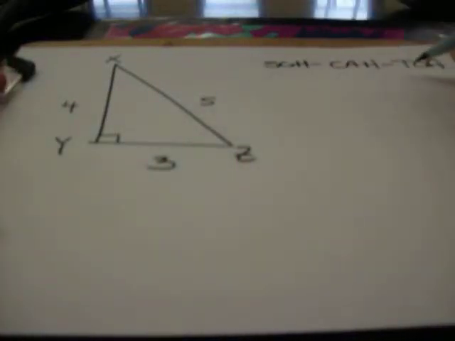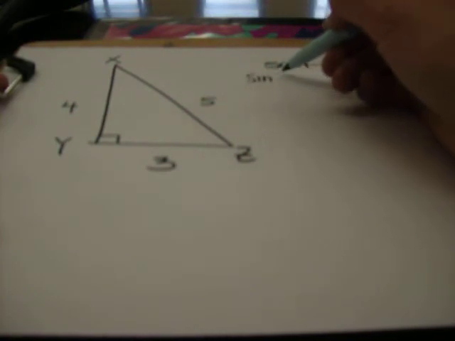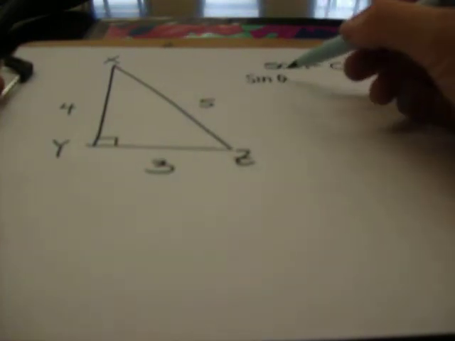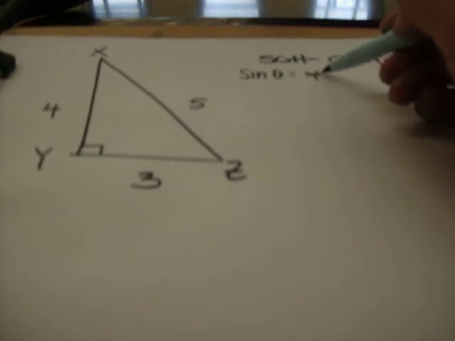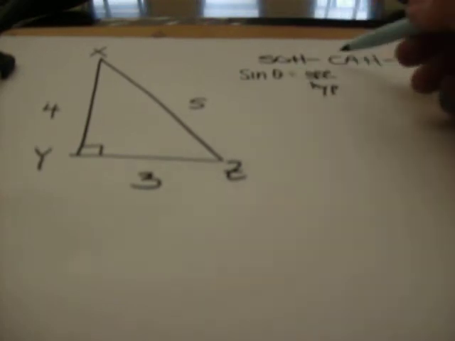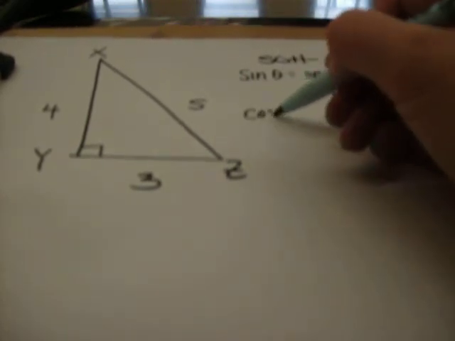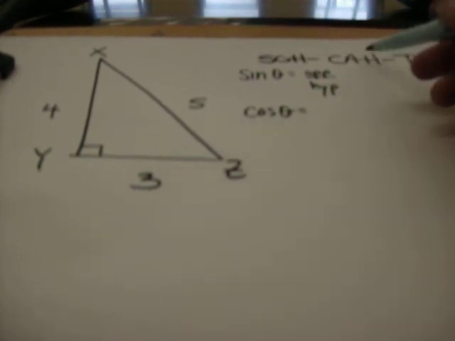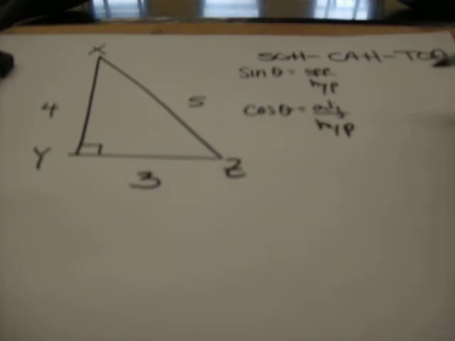Alright, so SOHCAHTOA. Basic trig functions. S stands for sine. I'm going to use this theta, which is an angle. And that is the ratio of opposite over hypotenuse. Next we have the CAH part, so C stands for cosine of my angle, which is adjacent over hypotenuse.